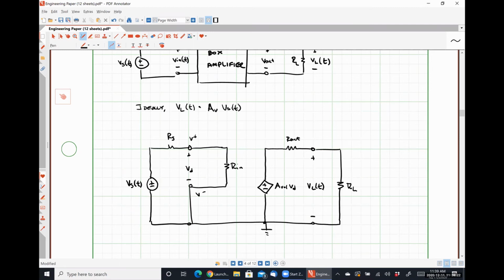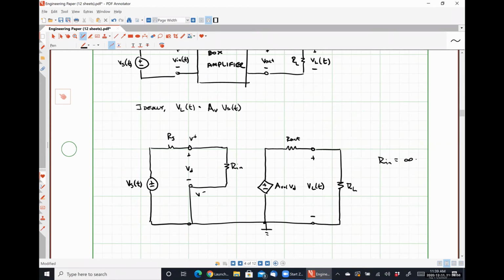So if we put 0, that means V plus and V minus are the same node, which means Vd is 0, and Vd of 0 is not the same as Vs of t. So go literally the exact opposite direction. Infinity, right? If R in is an open circuit, Vd is exactly equal to Vs of t. So in an ideal system, R in is equal to infinity.